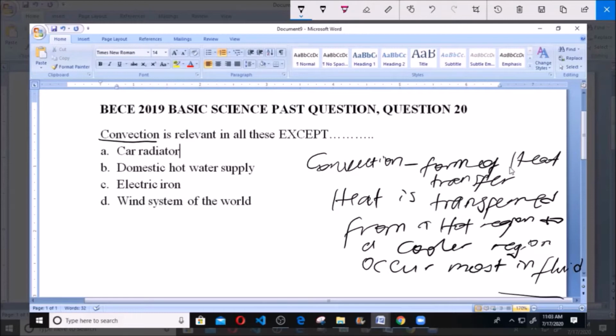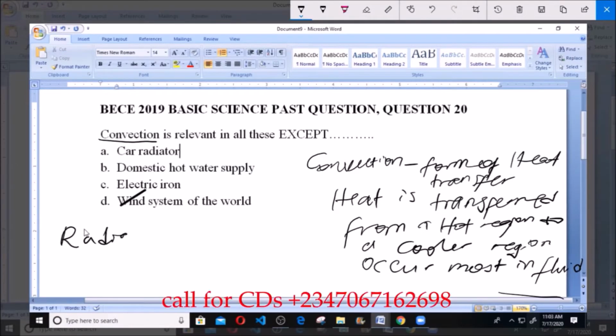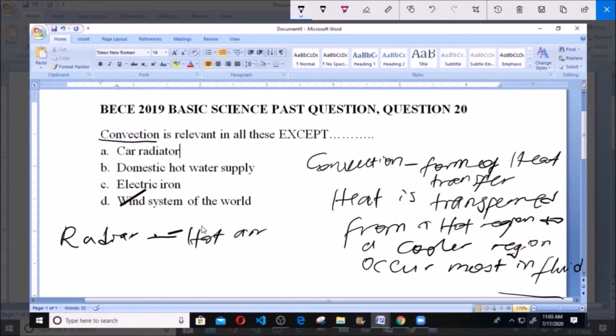Convection is a form of heat transfer whereby heat is transferred from a hotter region to a cooler region, and it occurs mostly in fluids, that's gases and liquids like water. Now they say convection is relevant in all these except a car radiator. In a car radiator, the hot air is blown outside, while the cooler air from the surroundings is blown inside. So convection is relevant in a car radiator.